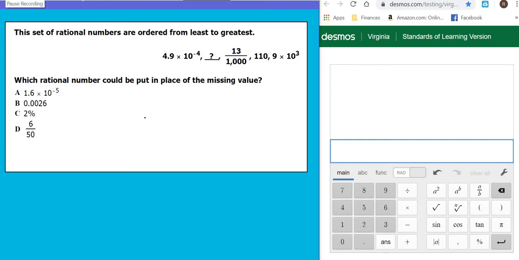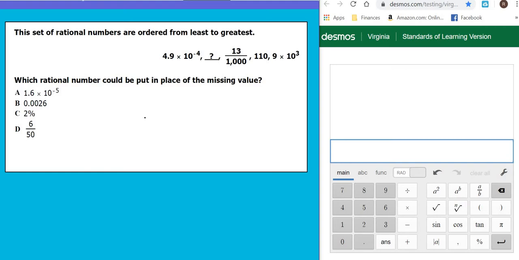All right, guys, we're going to have to do some more ordering. This is something that tends to give our students problems, but we keep trying to find better ways to teach it so that you won't have any issues with it. It says this set of rational numbers are ordered from least to greatest. And of course, there's a blank where the question mark is. Which rational number could be put in place of the missing value?